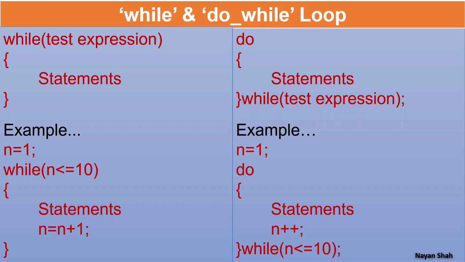Whereas in do while, even if the condition is false, the loop will get executed at least one time. So that is while loop and do while loop. I have intentionally written the increment in two different ways in both programs so that you will understand it. In while I have written n is equal to n plus 1, and in do while I have written n plus plus. Both have the same meaning.